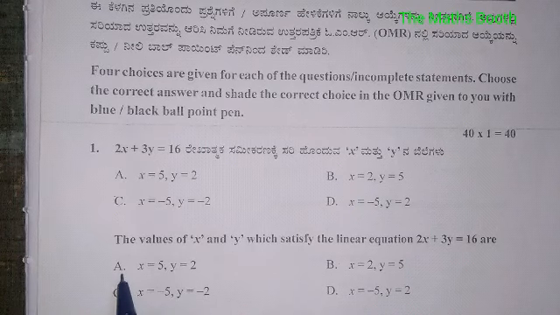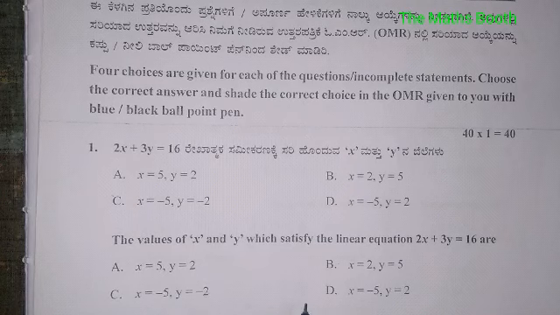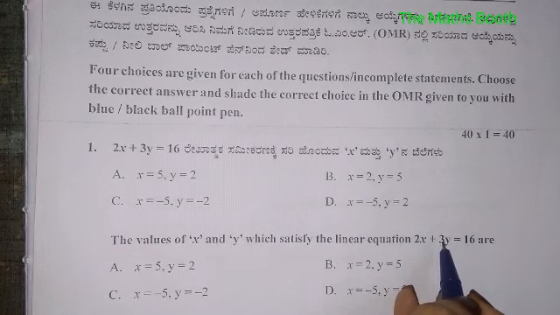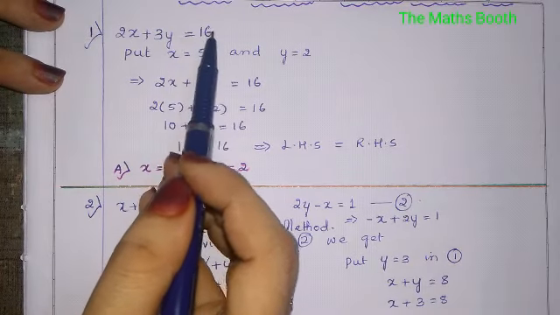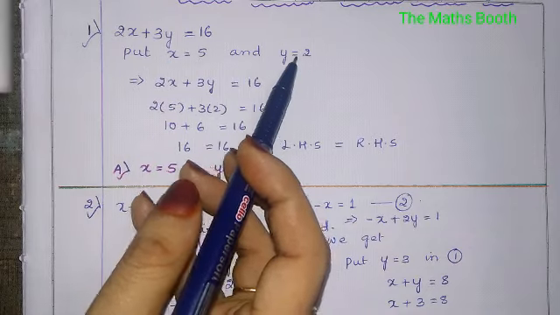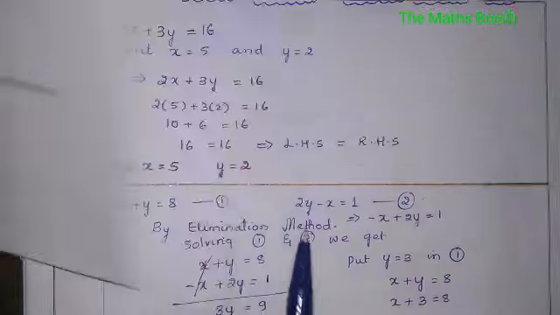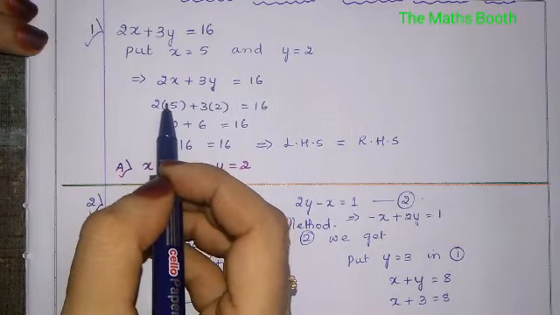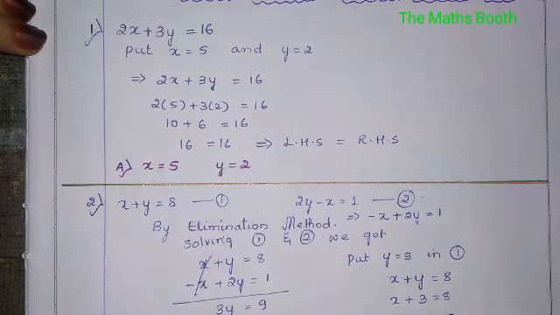Here there are so many values. A is x is equals to 5, y is equals to 2, B is x is equals to 2, y is equals to 5. Like this, all the A, B, C, D values you should check in this equation. So here 2x plus 3y is equals to 16. Put x is equals to 5 and y is equals to 2. I have taken the first value only. In place of x we have to put 5 and in place of y we have to put 2.